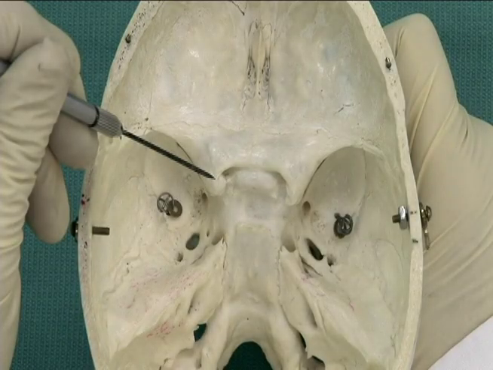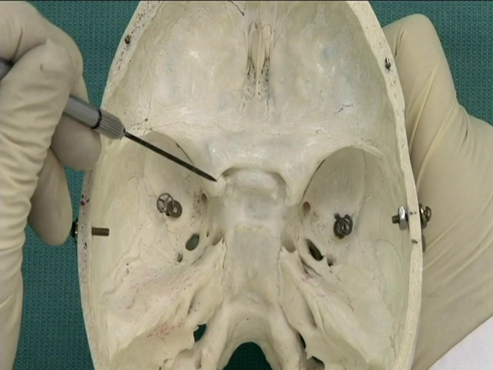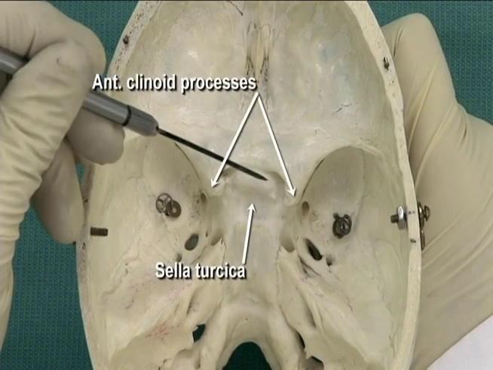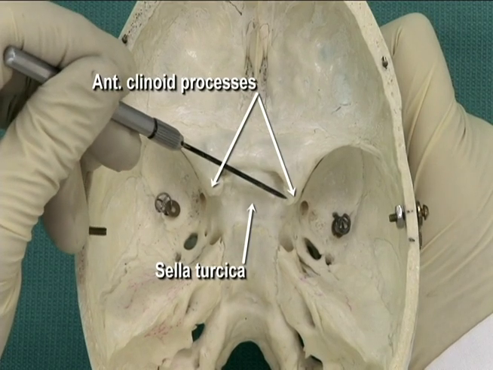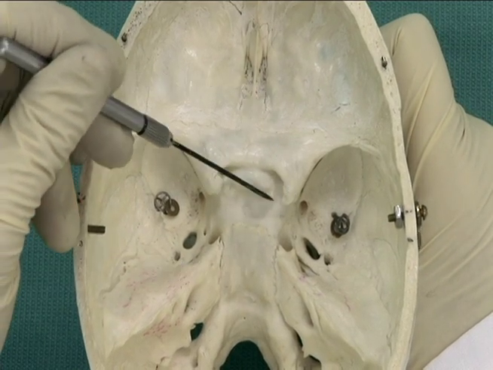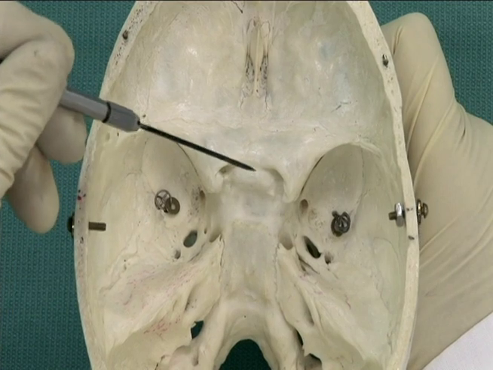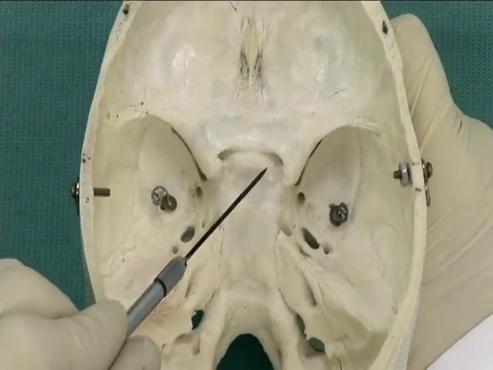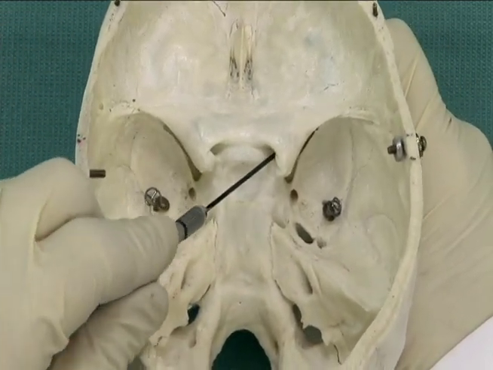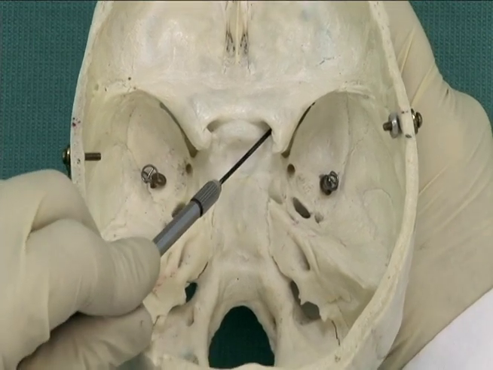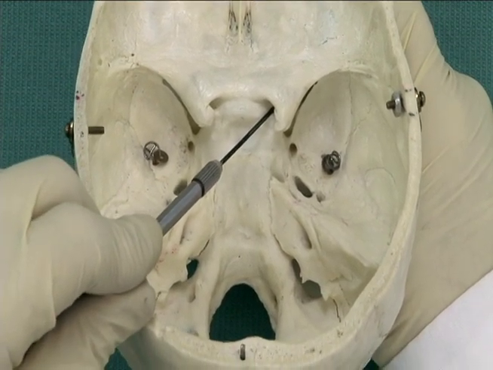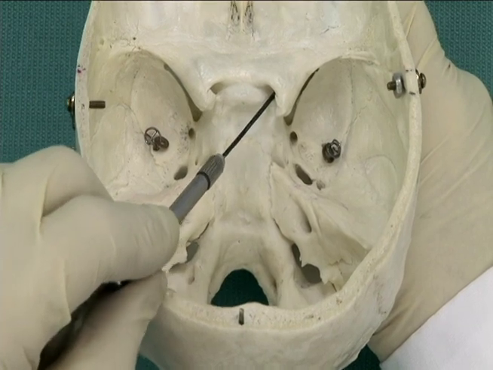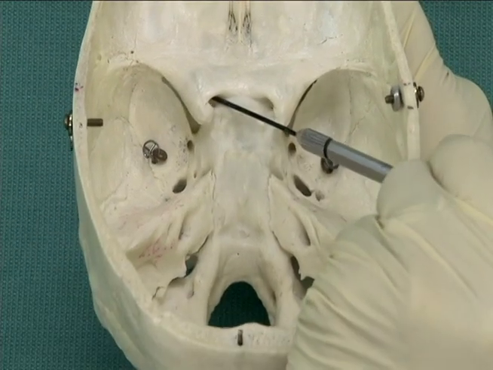Examine the foramina of the middle cranial fossa, which lies between the lesser wings of the sphenoid and the petrous ridges of the temporal bones. Re-identify the anterior clinoid processes and the sella turcica. Medial to the anterior clinoid process is the optic canal, through which passes the optic nerve, cranial nerve 2, and the ophthalmic artery.